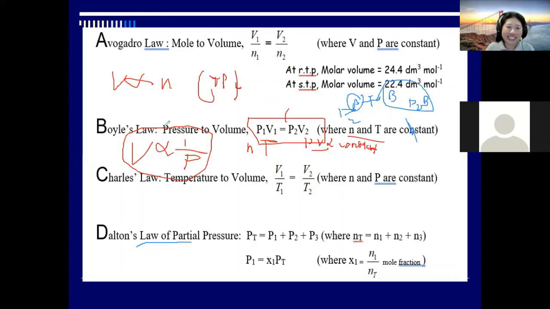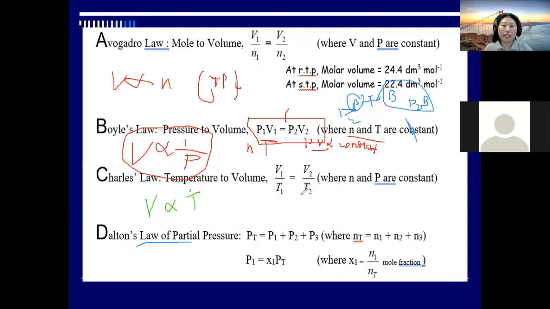All right, so continue to Charles's law. Charles's law: the volume of gas is directly proportional to temperature. You just say in Chinese what you learned in primary school, 热胀冷缩. So if the temperature is high, the volume is higher, or if the temperature is low, the volume occupied by the gas is smaller.